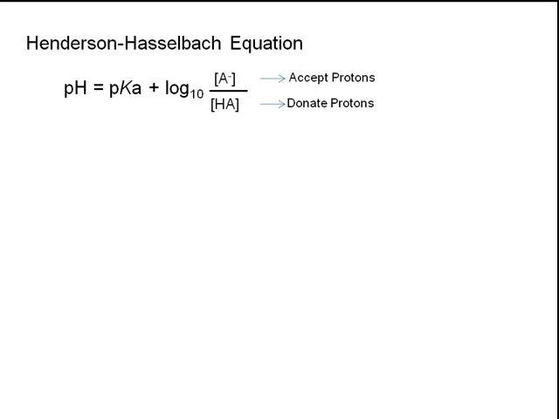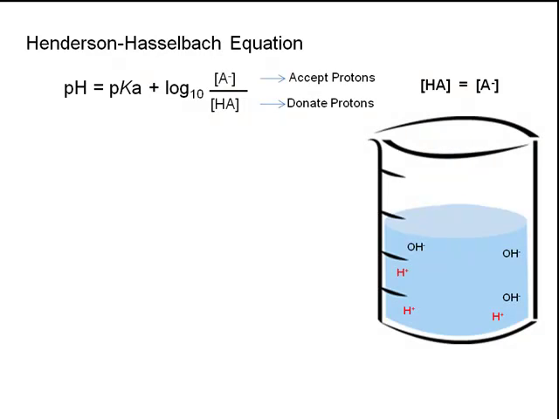And since the Henderson-Hasselbalch equation deals with buffers, it is best when your weak acid and your conjugate base are in equal concentrations. That way, you're able to accept or donate equal amounts of protons. That way, if you have an increase in proton concentration, you're able to accept a relatively large number of protons. Or, in the opposite instance, if you have a decrease in proton concentration, you're able to donate protons to prevent a change in pH.